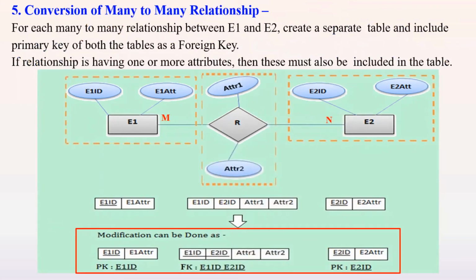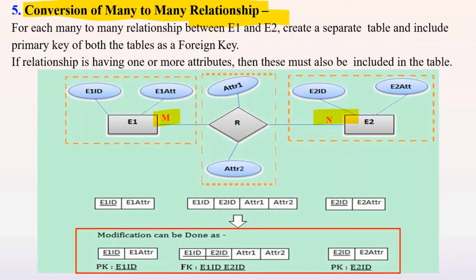Next we have conversion of many to many relationship. If we are having many on both sides, now the problem is we cannot go on either side because we have many on both sides. So for such a type of relationship, we need not think about going with E1 or E2. We need not go to the E1 side, we need not go to the E2 side, because we are having many on both sides.